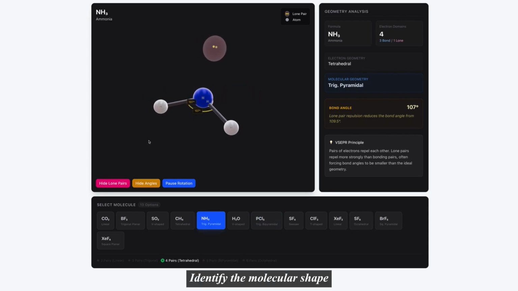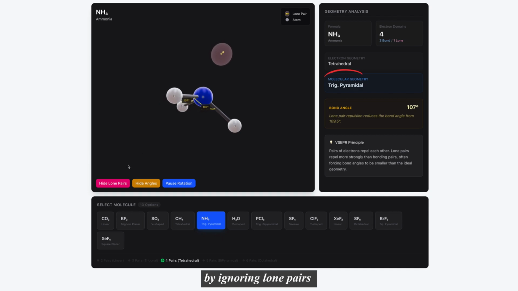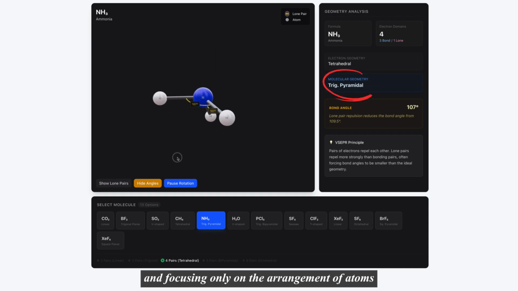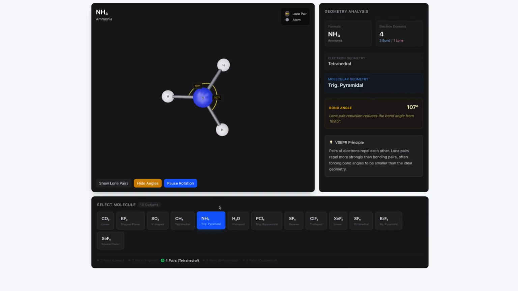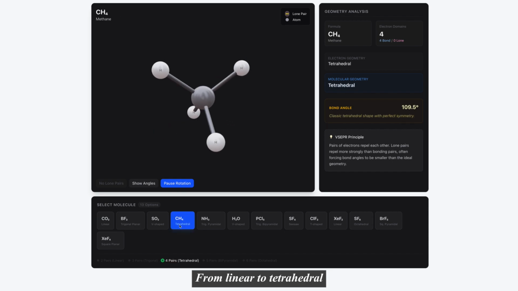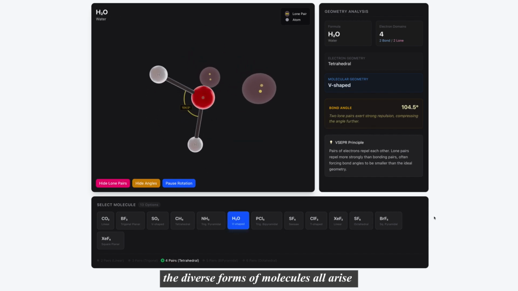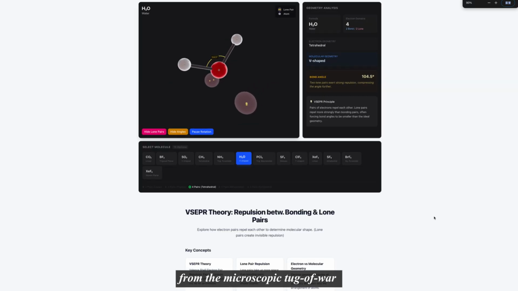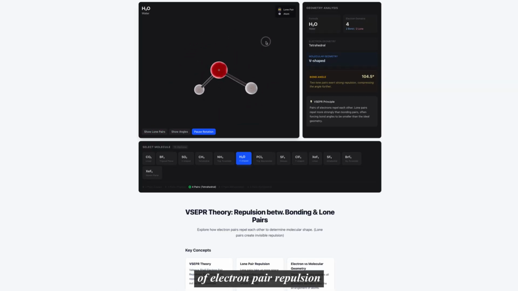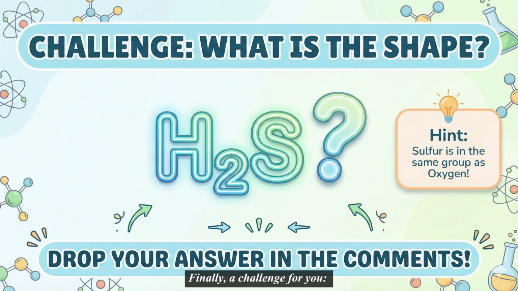3. Identify the molecular shape by ignoring lone pairs and focusing only on the arrangement of atoms. From linear to tetrahedral, trigonal pyramidal to V-shaped, the diverse forms of molecules all arise from the microscopic tug-of-war of electron pair repulsion. Finally, a challenge for you.